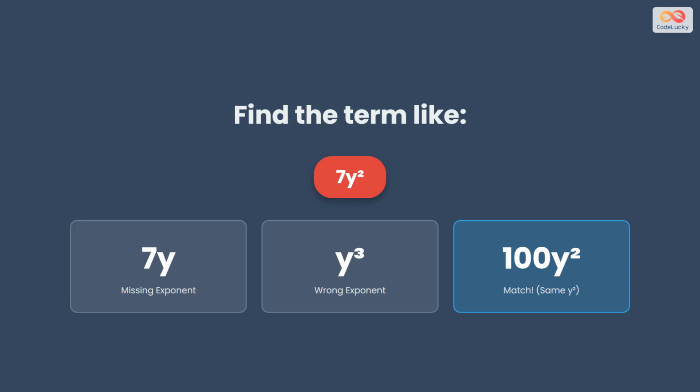Now look at the term 7y squared. We need to find the match. 7y has the wrong exponent. y cubed has a different exponent. The correct match is 100y squared. Even though 100 is a much bigger number, the variable part, y squared, matches perfectly.